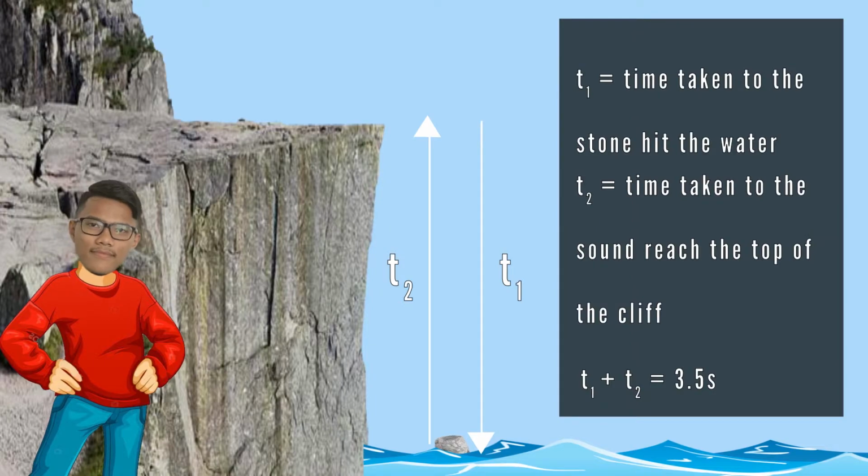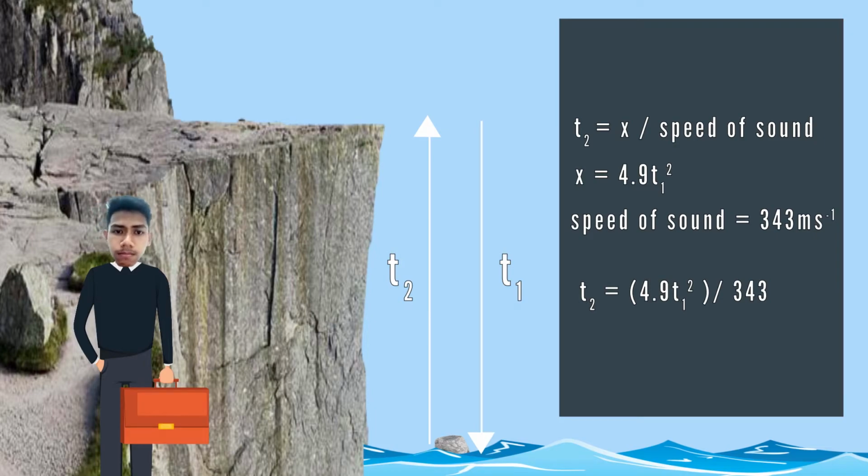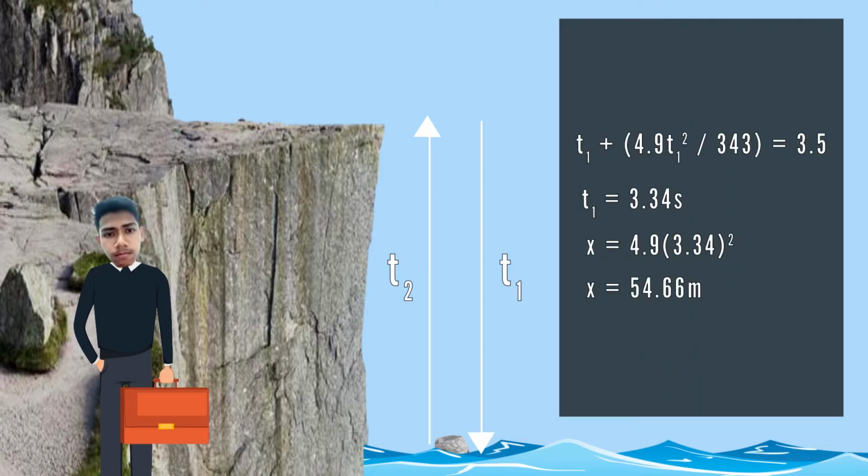Since the sound is heard 3.5 seconds later, it means that t1 plus t2 is 3.5 seconds. We can calculate t1 by using a simultaneous equation, where t2 is equal to 4.9 t1 squared over 343. By adding t1 and 4.9 t1 squared over 343, we can deduce that t1 is equal to 3.34 seconds. Then we insert the value of t1 into the earlier equation, which is s equals 4.9 t1 squared. So we can calculate the height of the cliff, which is 54.66 meters.